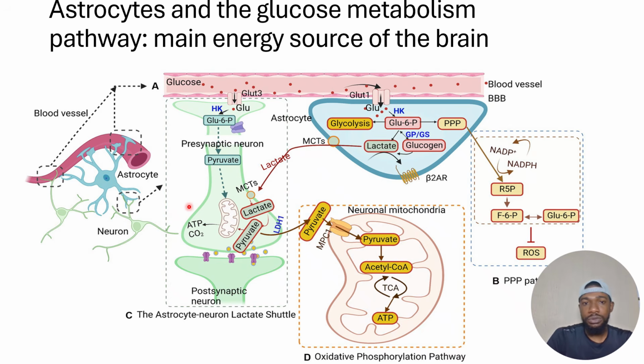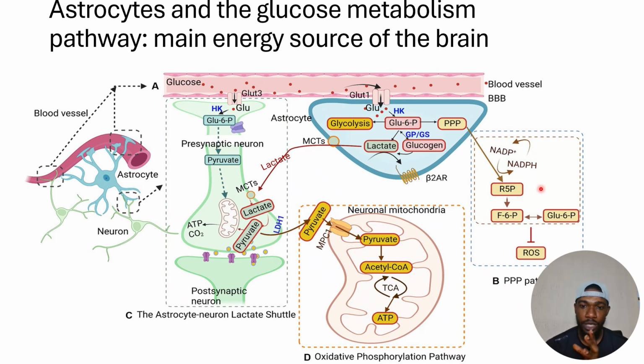Inside the neuron, lactate is converted back to pyruvate, and then enters the mitochondria to produce ATP, which in turn supplies energy for neuronal activities. So this process demonstrates how astrocytes metabolically support the neurons. Another important pathway shown in this diagram is the pentose phosphate pathway.